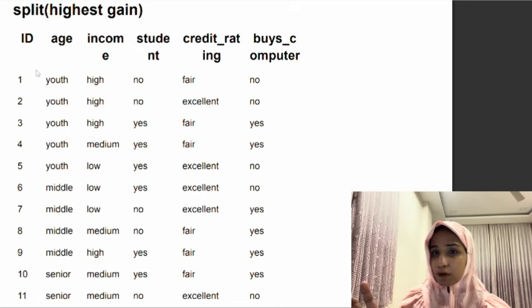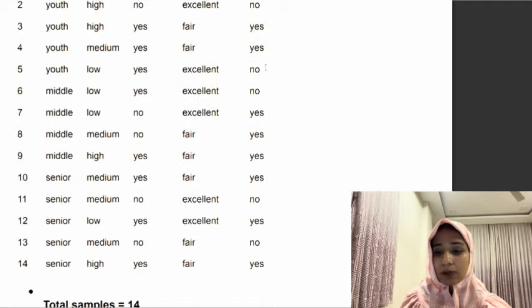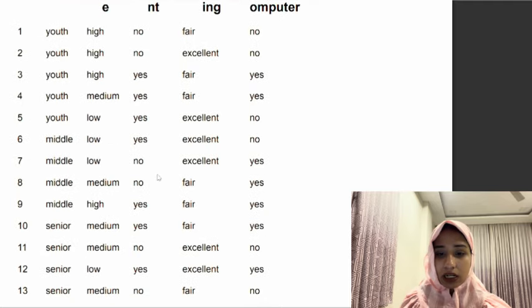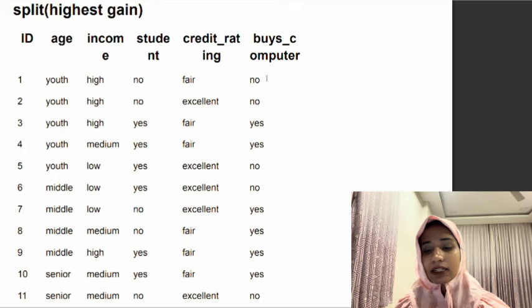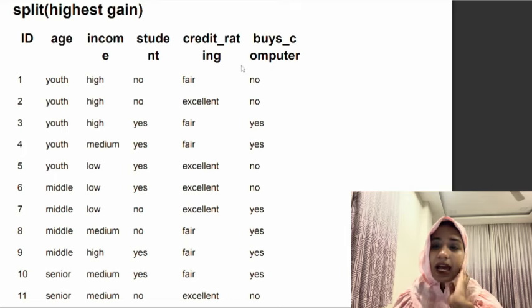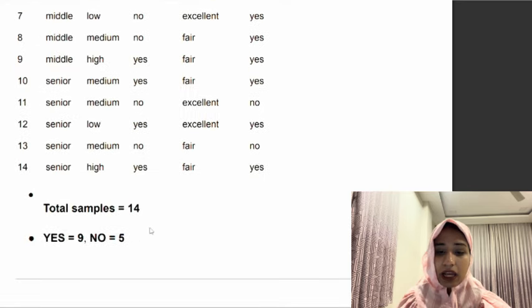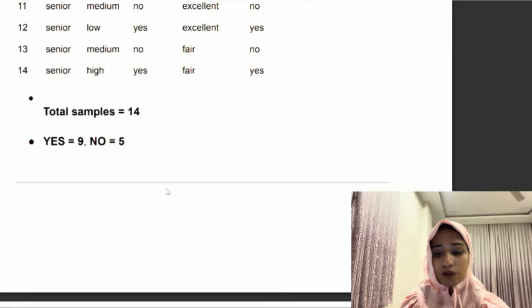The data set consists of 14 rows, so it contains id, age, income, student, credit rating, and buys computer or not. So student also contains yes, no, and whether he or she is buying the computer or not also contains yes or no. So we have total samples 14, and yes equal to 9 and no equal to 5.